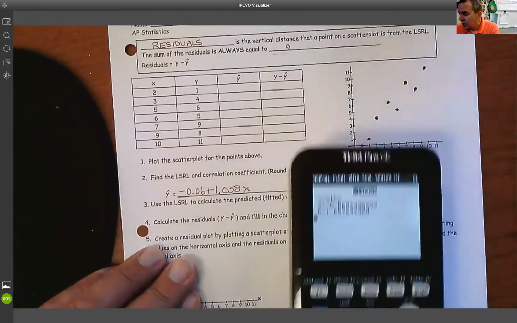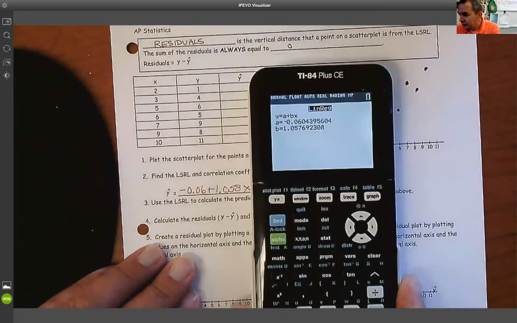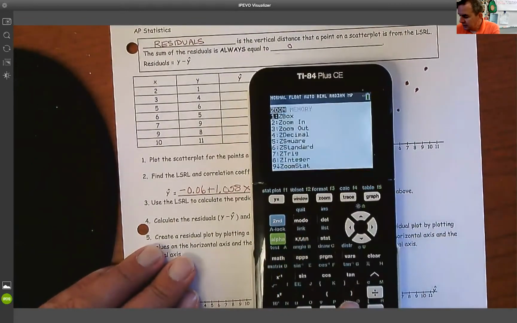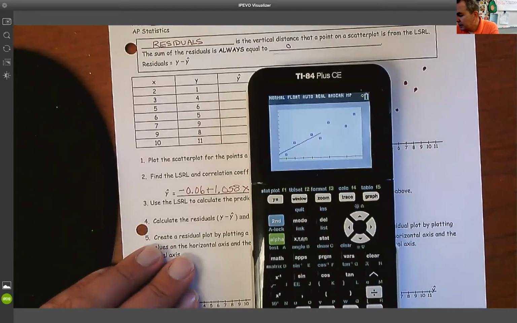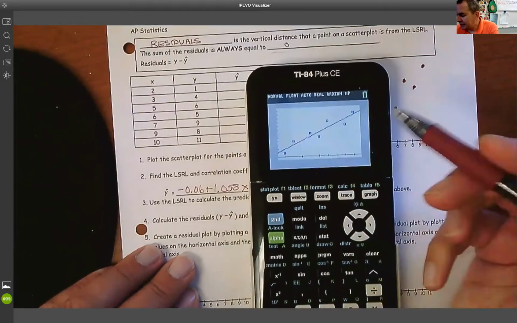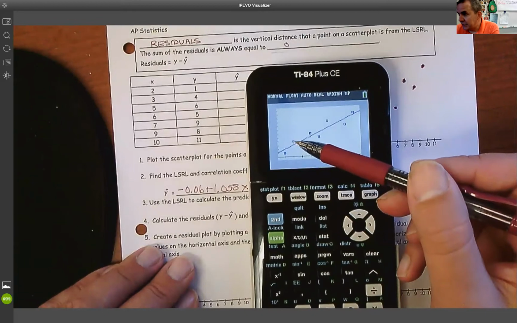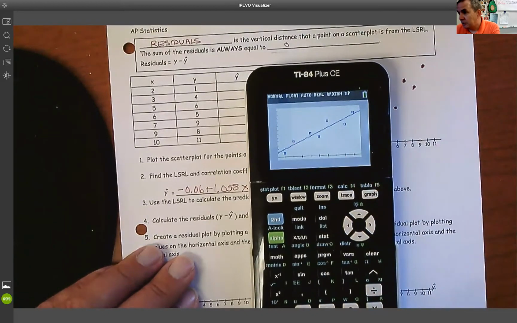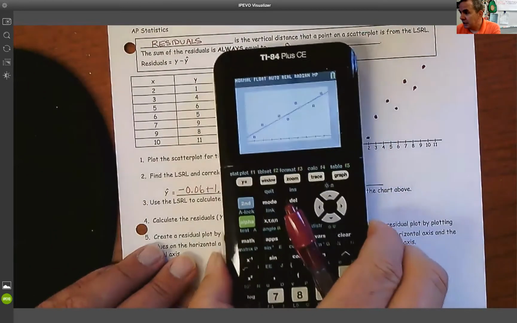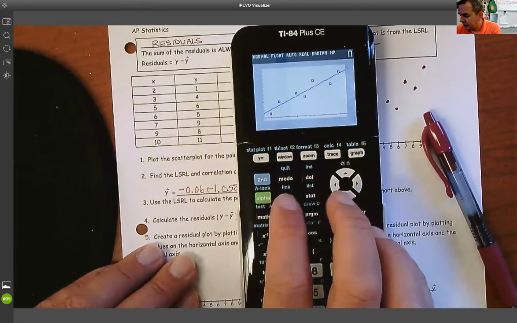So now, let's go ahead and look at the line. We'll do zoom 9 to look at the line and how it fits the data. The residual is the distance between each one of these points and the line. There's a really quick way to do that, and I can show you how you can do that in your calculator.